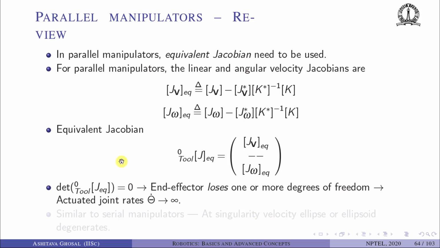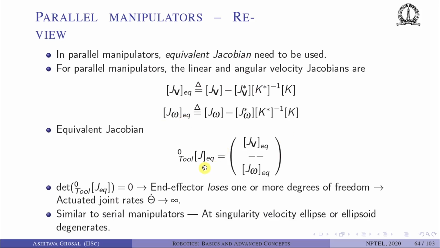We can also show that theta dot will tend to infinity, because theta dot will be equal to some matrix divided by the determinant of the equivalent Jacobian. Similar to serial robots, at a singularity, the velocity ellipse or ellipsoid degenerates. In the case of planar 2R, it degenerated from an ellipse to a straight line. In 3D, we can show that the ellipsoid can degenerate to an ellipse, or the ellipse can degenerate to a straight line.